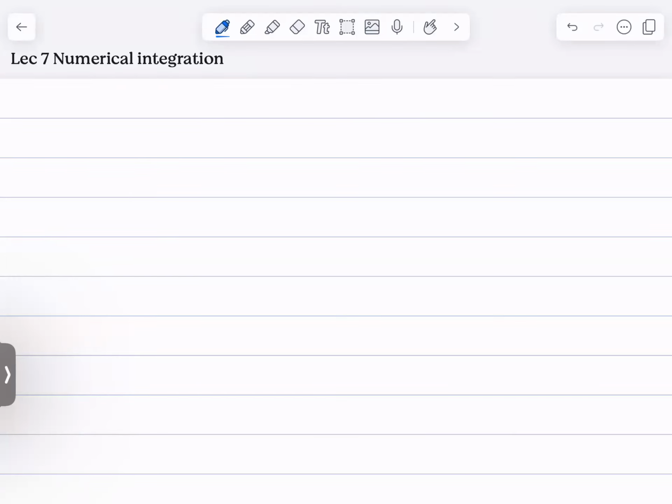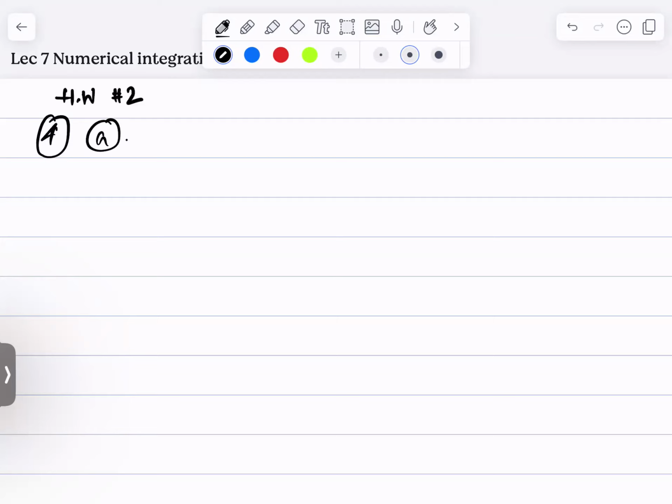So today we will be mainly discussing numerical integration. But before starting that, I think I should solve one of the problems in homework 2 because one of you just asked me some doubts. So I'll solve one to make things clearer. In homework 2, problem 4a, you need to use partial fractions to integrate this function.